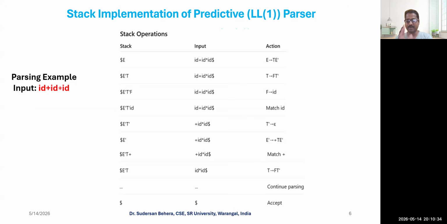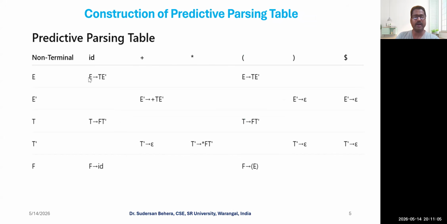In this case, the parser needs to expand the capital E, because a terminal cannot be expanded. id cannot be expanded further, so rather the stack symbol can be expanded. How can it expand the stack symbol? Because it is already predicted and kept in the parsing table. See M of E comma id. What is the action? The action is already written: E derives T E dash. You see this one, E is expanded as T E dash.